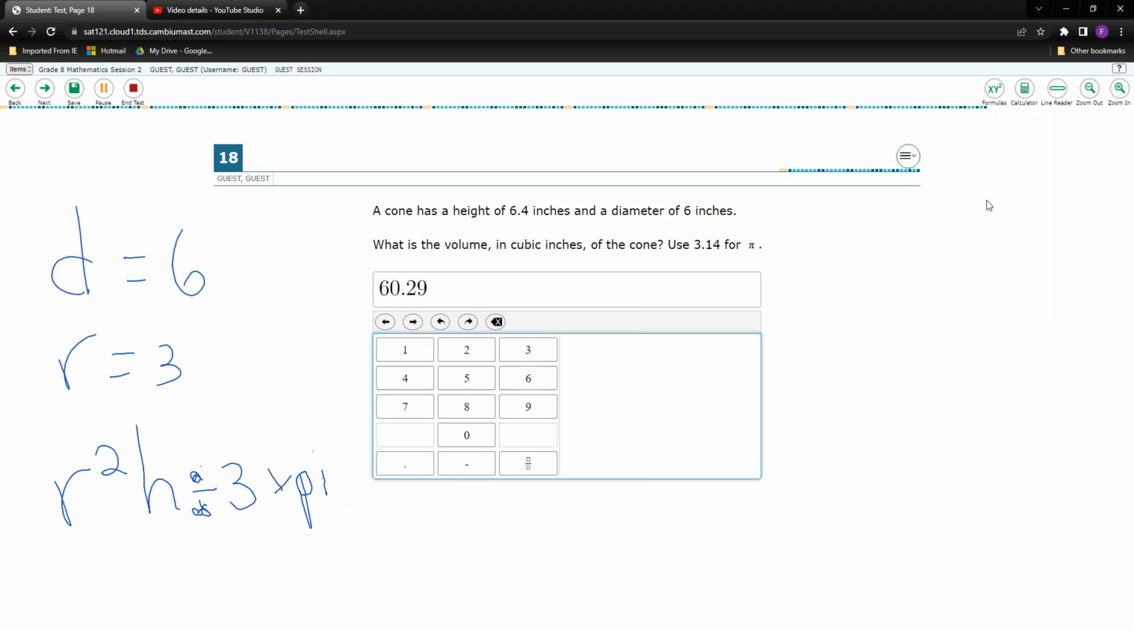So you have to know the formula. R squared times the height divided by 3 times pi. If it was a cylinder, we don't divide by 3.